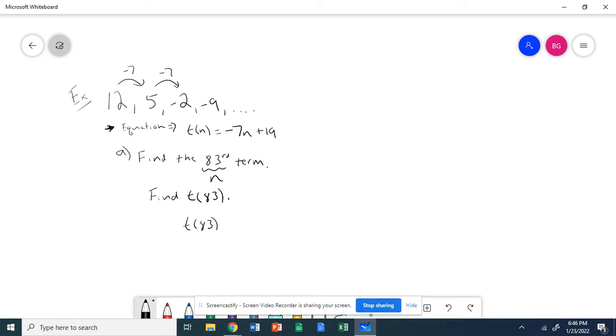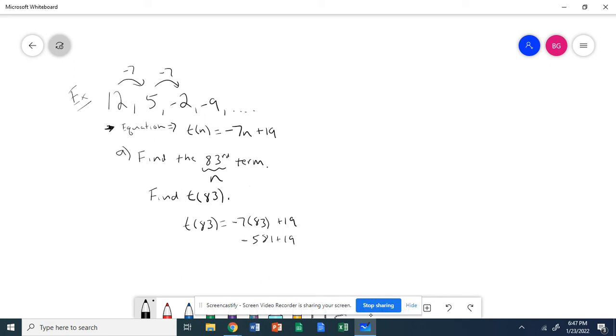And then I'm going to replace it in everything now as well. So I'm going to have -7 times 83, and then I'm going to have plus 19. Now I just solve this. So when I solve this here, I'm going to do -7 times 83, which I need to use a calculator for. I can't do that one in my head. -7 times 83 gets us -581. And then we're going to plus 19 to that.